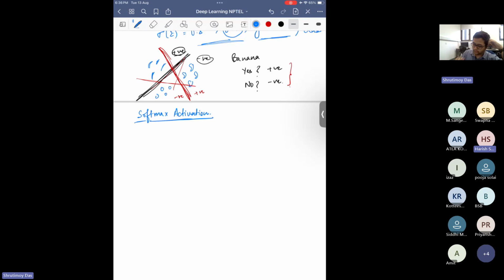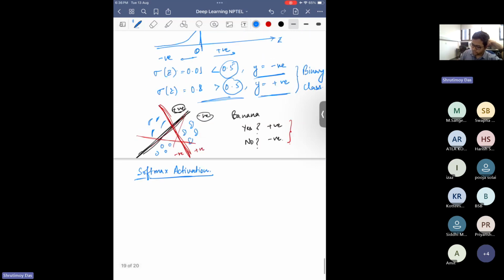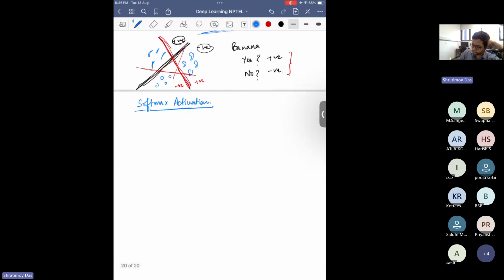So suppose you have classes y1, y2, or let us say you have the true labels L1, L2, L3. Suppose your L1 is banana, this is mango, and this is orange, right?